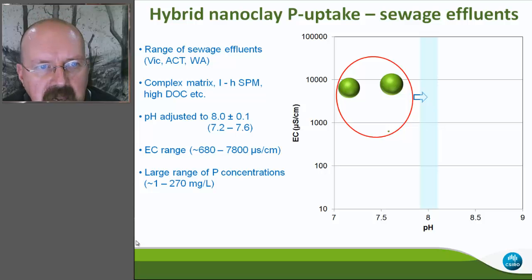There was a large range in terms of salinity, or EC, so over an order of magnitude, from about 680 to 8,000 microsiemens per centimetre. We also had a large range of P concentrations, from 1 up to 270 milligrams per litre, so far higher than you'll ever see in natural water. But really what I want to highlight here is the exceptional potential of these hybrid nanoclays to uptake P from aquatic environments, and in this case a very complex aquatic environment.